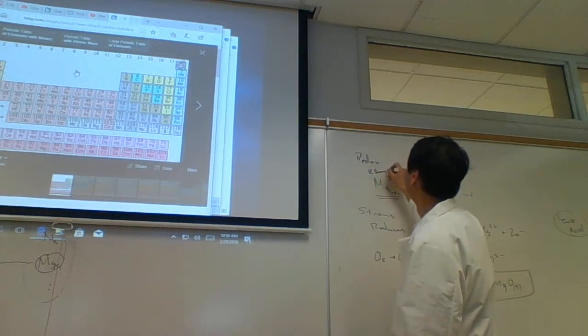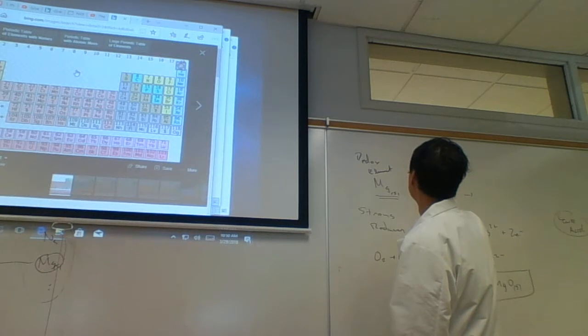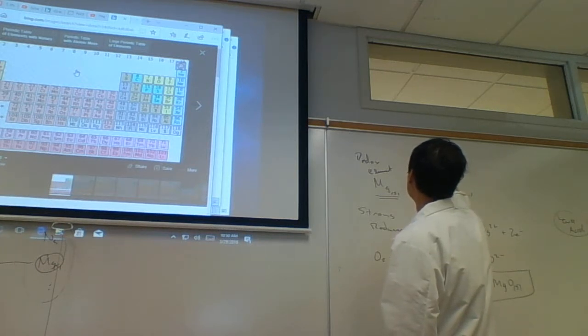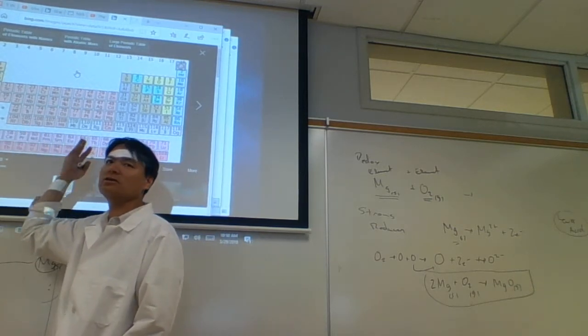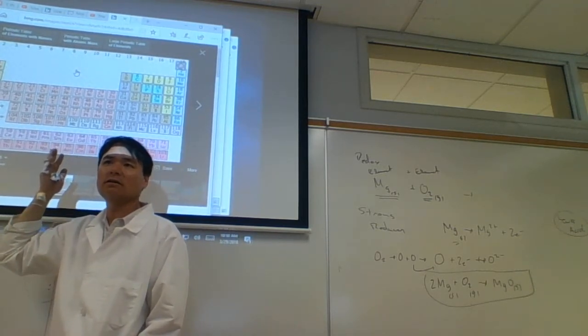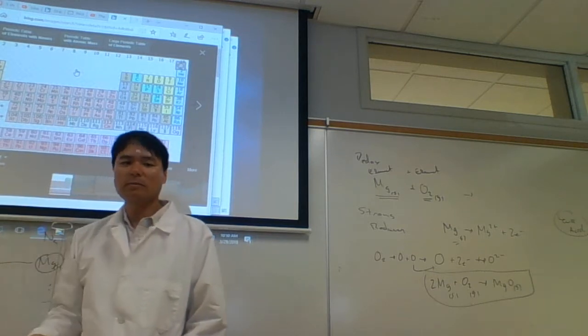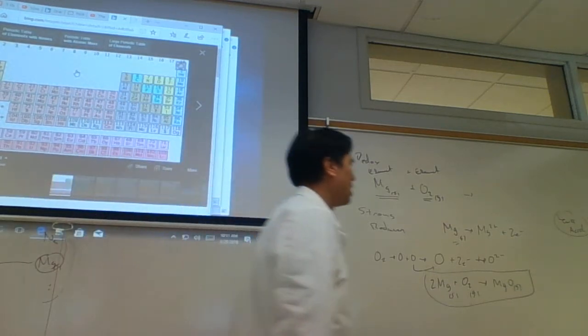Element plus element. When we have an element plus element, we just use the periodic table. How many electrons does one lose? How many electrons does one gain? And then figure it out based on that. Some of these are multiple, so it's hard to predict. So for example, copper.